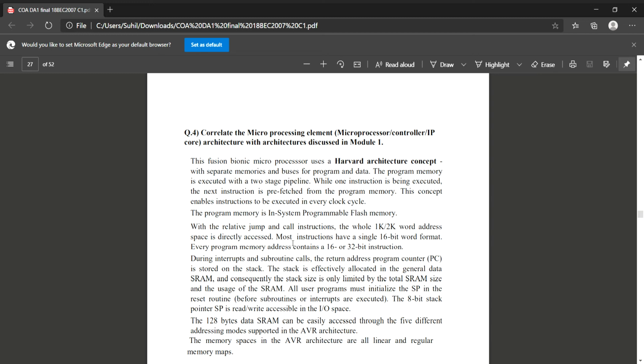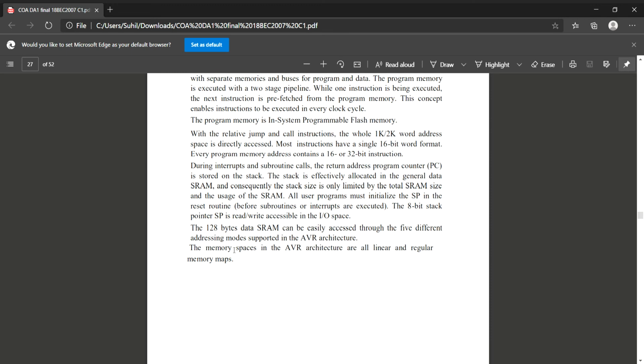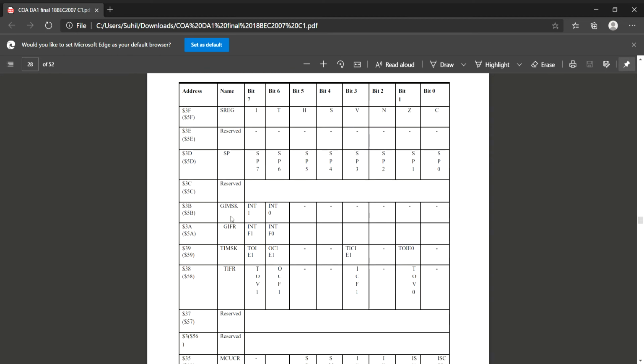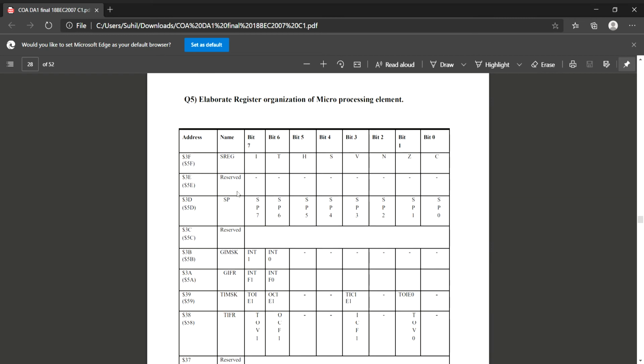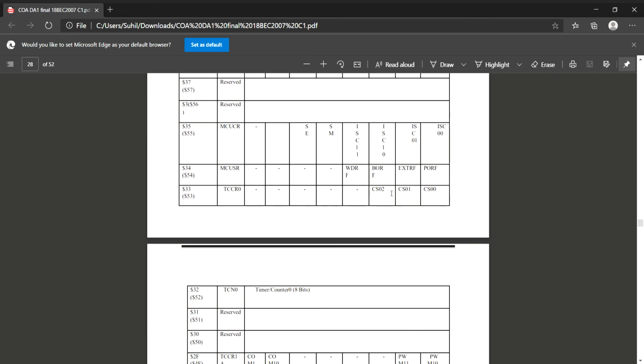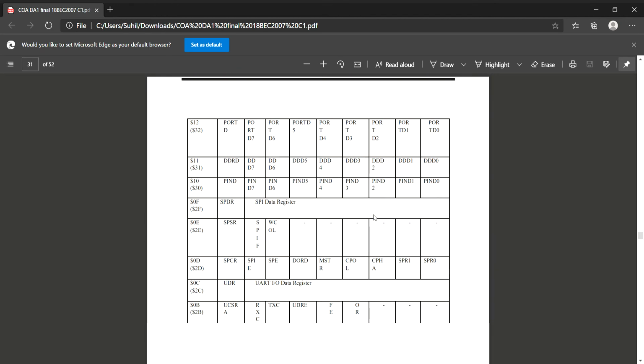This architecture is based on the Harvard architecture concept. This Fusion microprocessor uses a Harvard architecture with separate memories and buses for program and data. The program memory is executed with a two-stage pipeline with one instruction. The 128 bytes data SRAM can be easily accessed with the 5 different addressing modes supported in the AVR architecture. This is the register organization as given here, like TCCR0, where bit 2 is CS02, CS01, CS00.